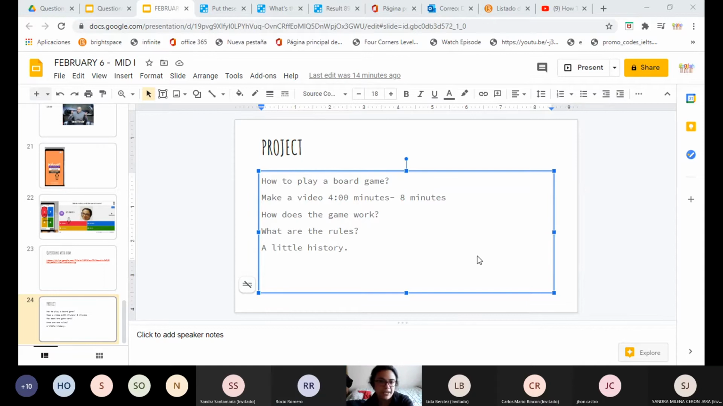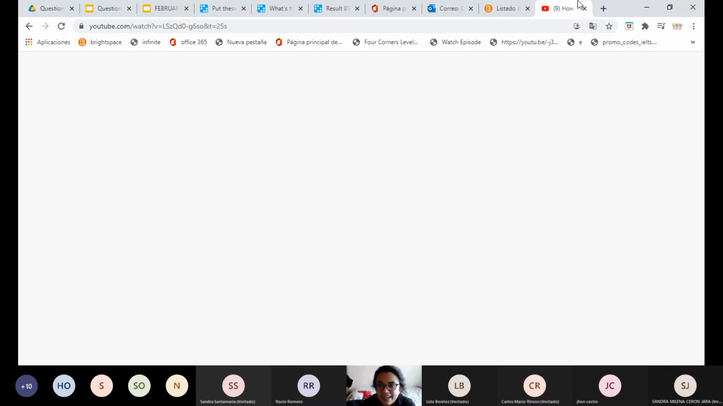So, for the next week, your first mission for the final project is to decide what project, what game you would like to show your partners. So, for example, I showed you here the petanque. Obviously, you cannot use petanque anymore.